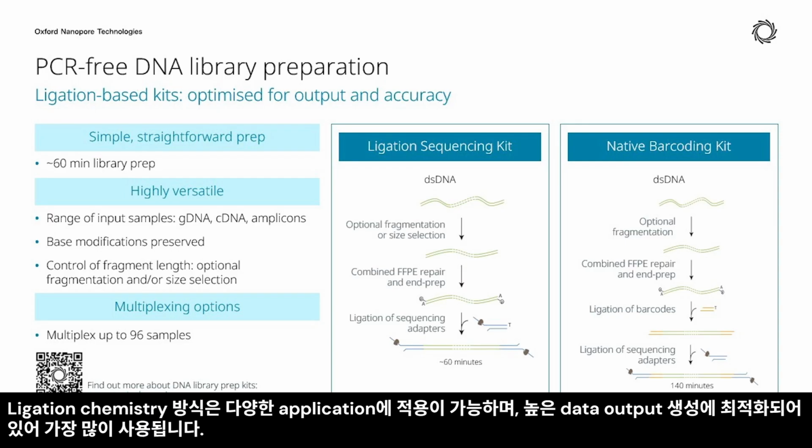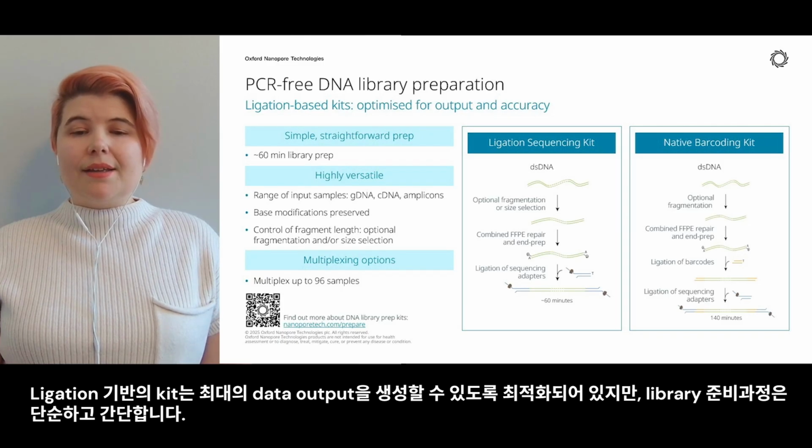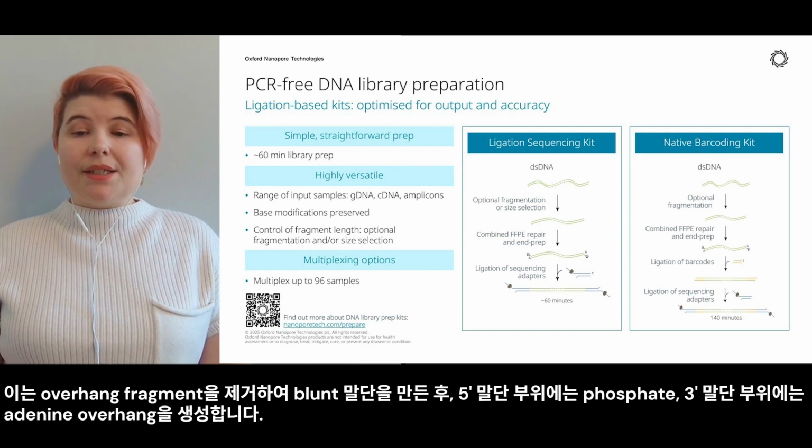The ligation chemistry is our most popular option, which is no surprise given its versatility and high outputs. While it is optimized to deliver the highest output of any of the kits, the library prep is simple and straightforward to perform. The first of two enzymatic steps repairs damage and nicks in the template molecules and prepares the fragment ends for ligation. This means blunting overhangs and generating uniform ends with 5' phosphates and 3' adenine overhangs.